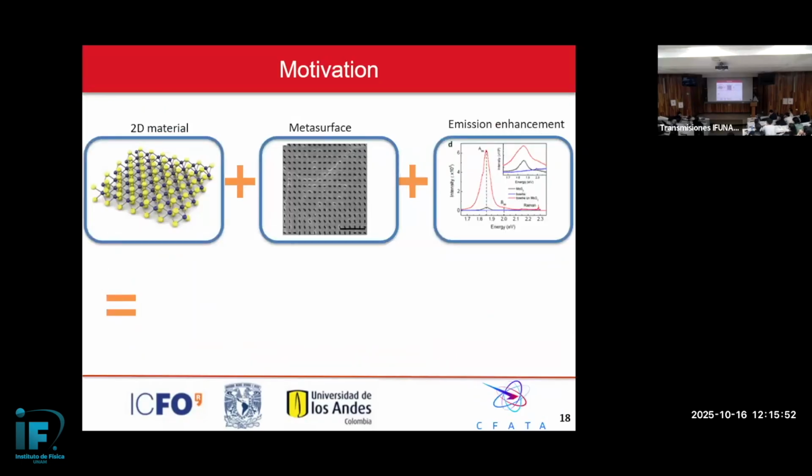So we wanted to mix these concepts. We have 2D materials, a surface or metasurface to control some feature of the transmitted light, and a way to enhance the emission of the transition metal dichalcogenide.